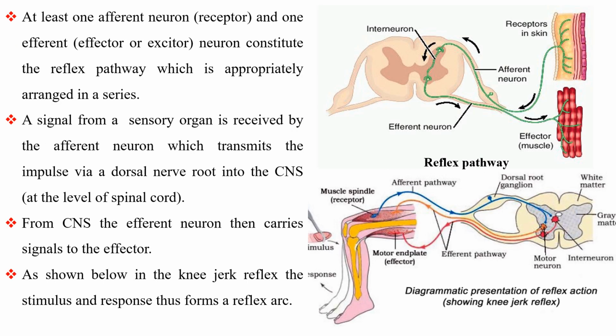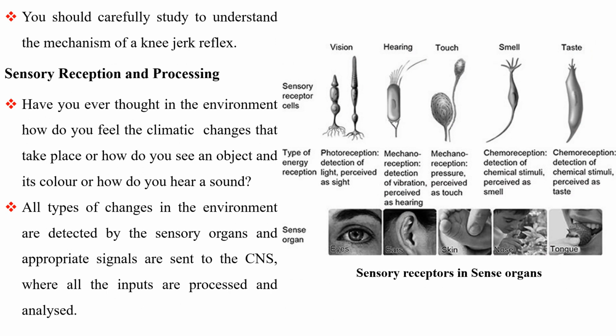At least one afferent neuron and one efferent neuron constitute the reflex pathway, which is appropriately arranged in a series. A signal from the sensory organ is received by the afferent neuron, which transmits the impulse via a dorsal nerve root into the CNS. From the CNS, the efferent neuron then carries signals to the effector. As shown below, in a knee-jerk reflex, the stimulus and response thus form a reflex arc. You should carefully study to understand the mechanism of a knee-jerk reflex.